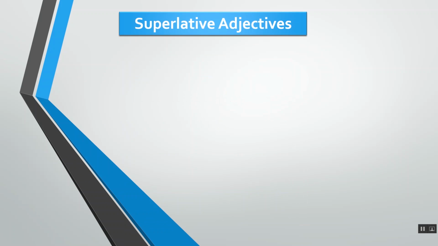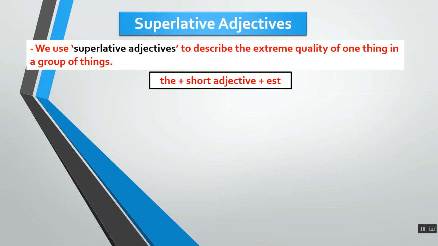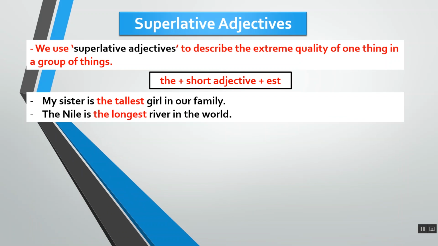Another kind of adjectives, superlative adjectives. We use superlative adjectives to describe the extreme quality of one thing in a group of things. We use this rule: the plus short adjective plus est. For example, my sister is the tallest girl in our family. The Nile is the longest river in the world.